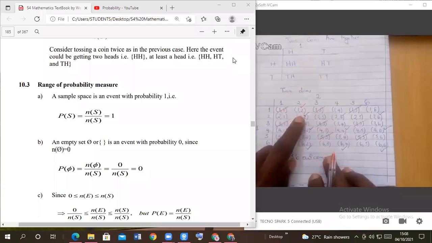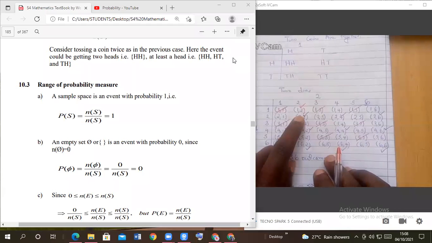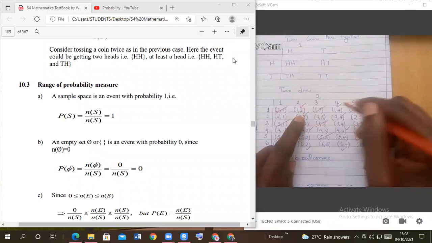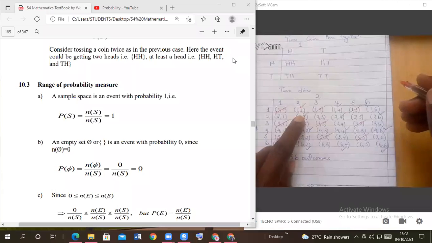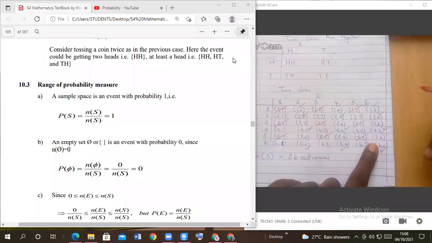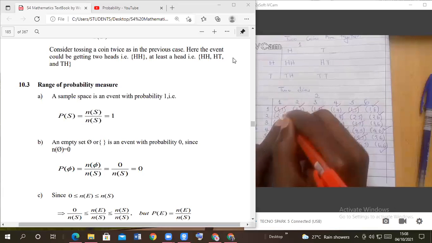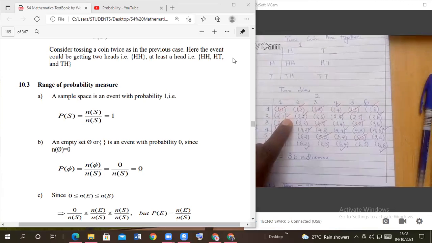Yes. 1 and 2. Which one again? 1 and 4. Then 1 and 6. 2 and 1. I think that. Yes.